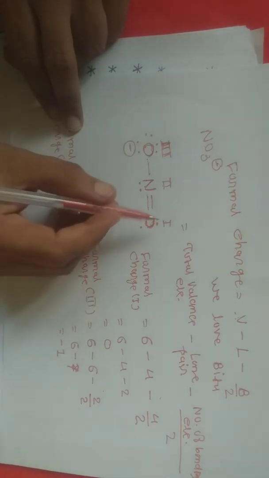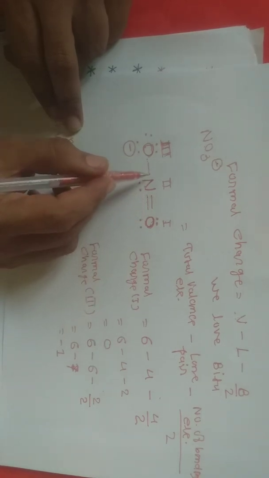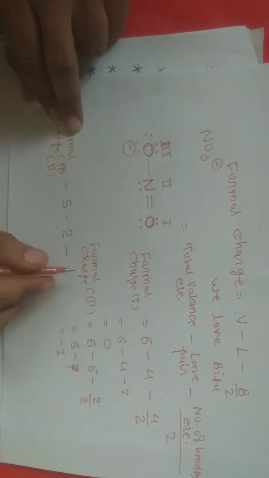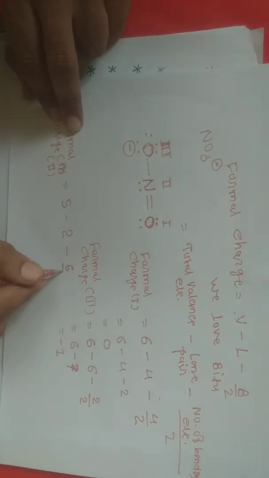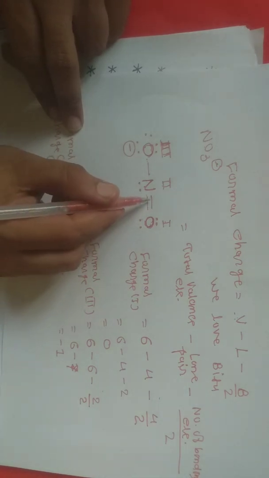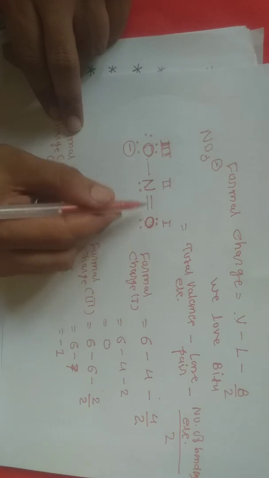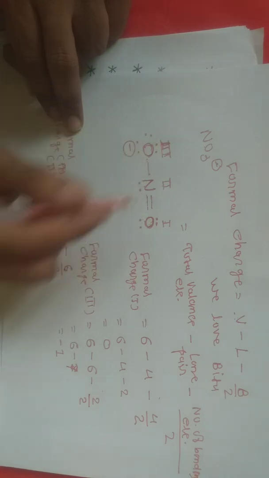And bonding electrons, 1, 2, 3 bonds are there. Each bond occupies 2 electrons. So total 6 electrons are there. So 6 by 2. 6 are the bonding pair electrons. Bonding electrons means electrons used in making the bond. Nitrogen has 2 bonds on one side with the oxygen and 1 bond on the other side with the oxygen.